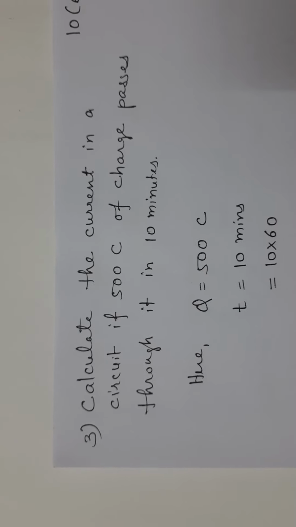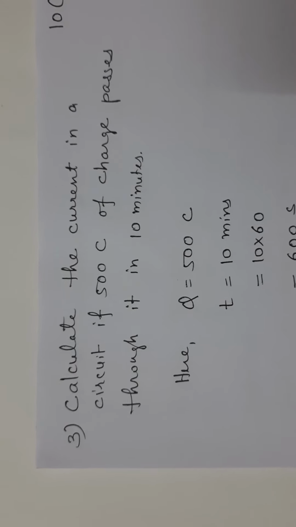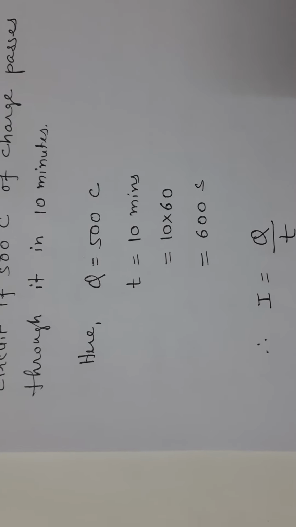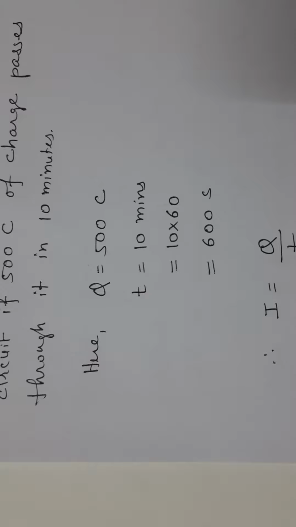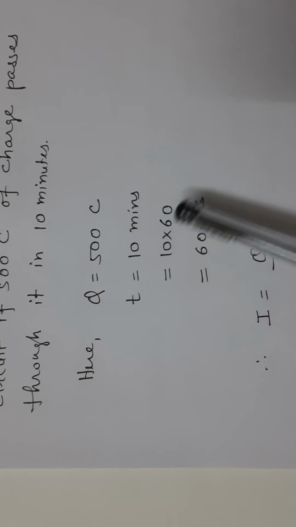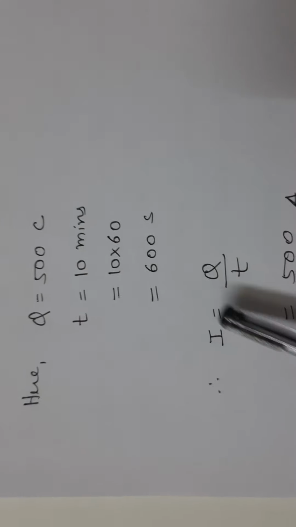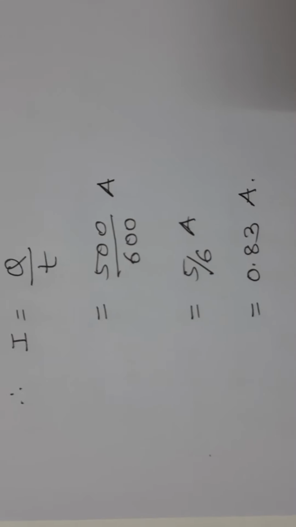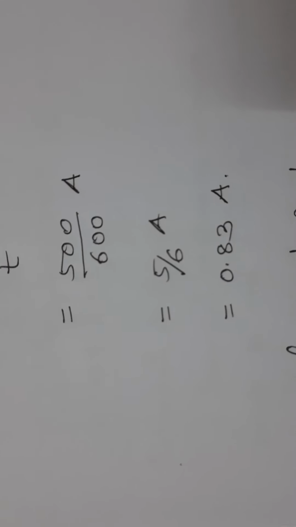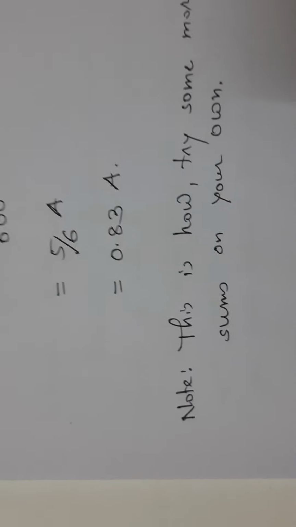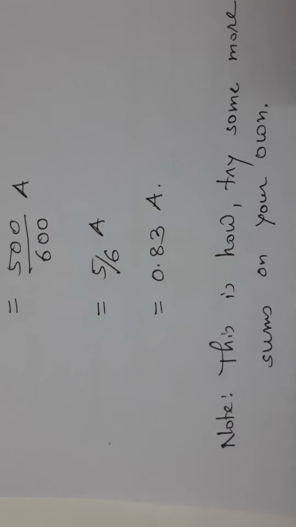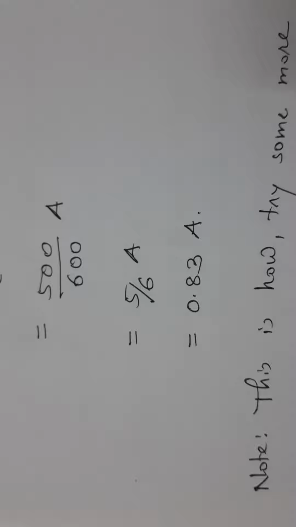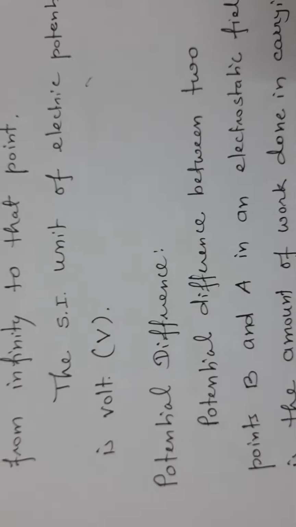Okay, let's see this. Calculate the current in a circuit if 500 coulomb of charge passes through it in 10 minutes. So we have charge 500 coulomb, time 10 minutes, so 10 into 60, 600 second. So I is equal to Q upon T, 500 upon 600 ampere. So we get 5 upon 6 and it comes to 0.83 ampere. Try some more sums on your own, because these sums are very short. It can be for 1 mark in fill in the blank or something, or it can be for 2 marks if it is a question of 2 marks.